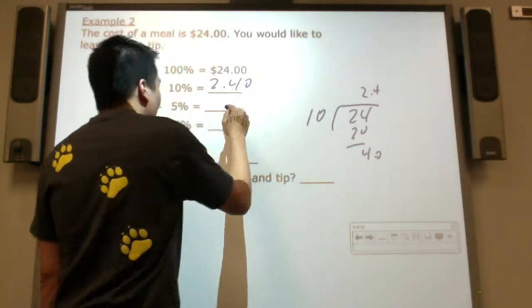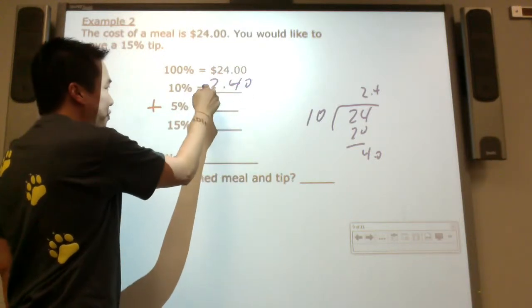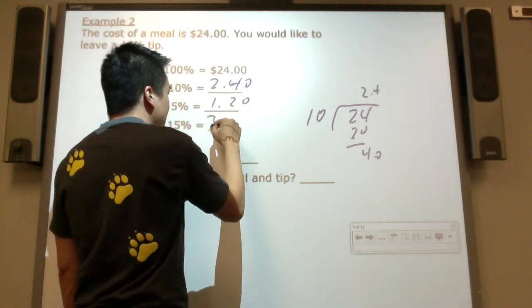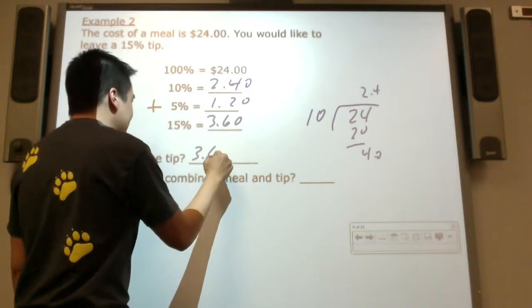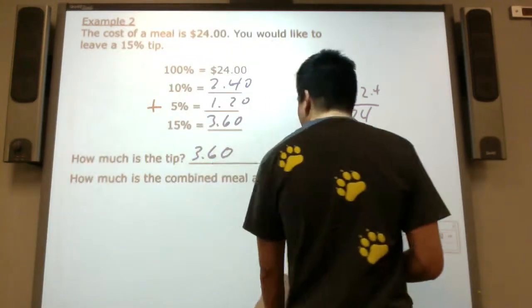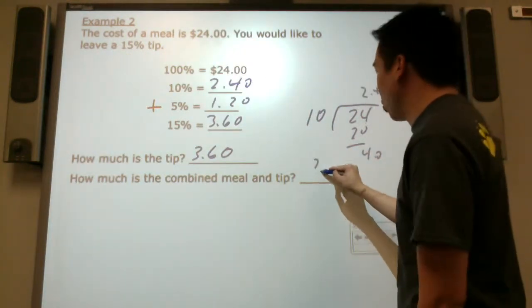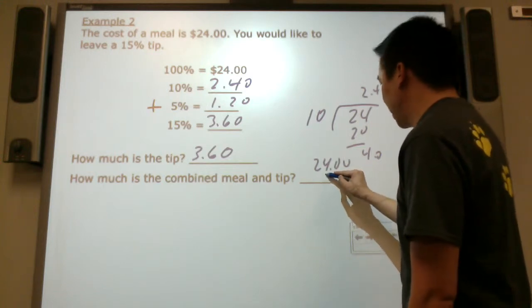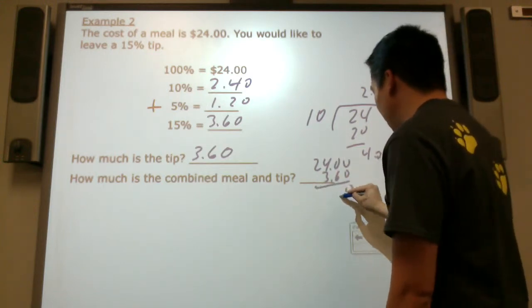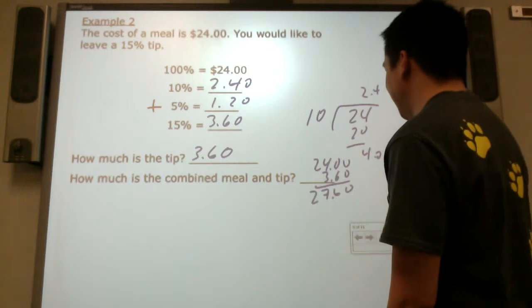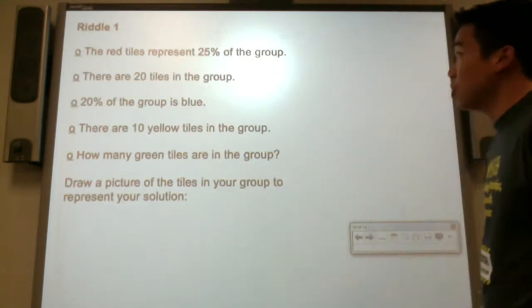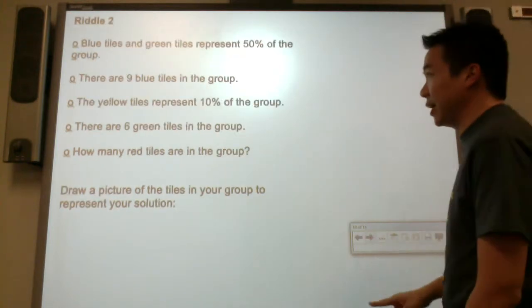10% is $2.40. And what is 5%? Half of 10% is $1.20. It adds up to $3.60. That is the tip amount. So what is the combined meal and tip? $24 plus $3.60 adds up to $27.60.